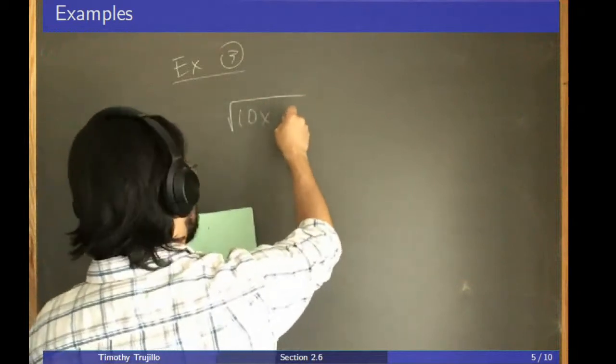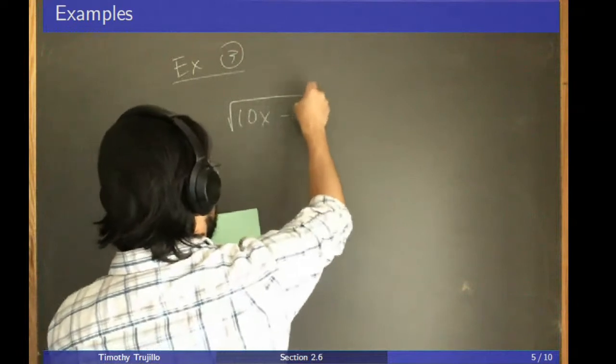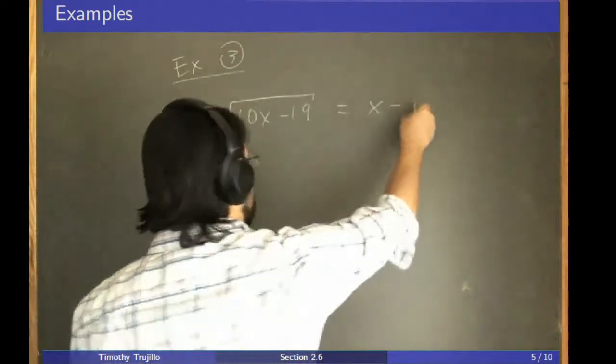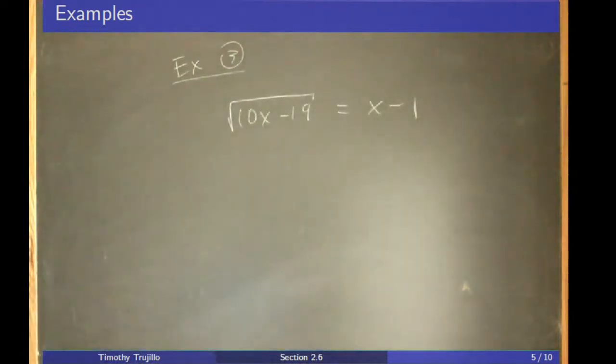So here we'll look at the square root of 10x minus 19 is equal to x minus 1. The difference between this one and the previous one is that you can't just guess the answer here. I don't think many of us can just see exactly what the 2 answers are. But we can go through and do the same sort of thing that we did before.